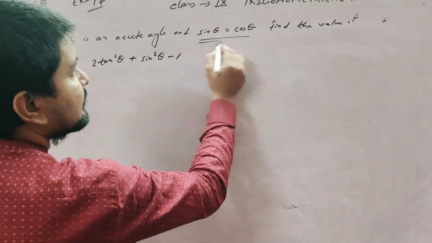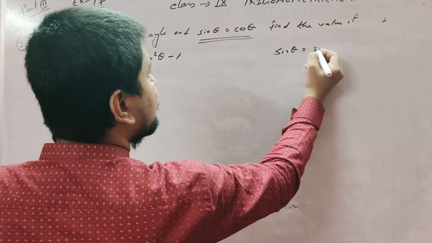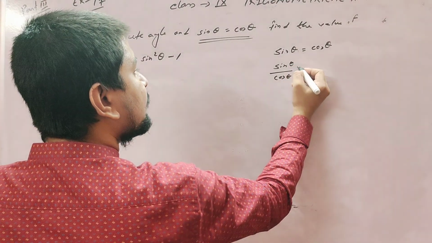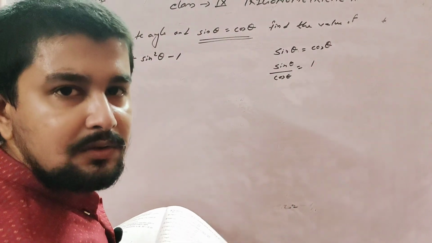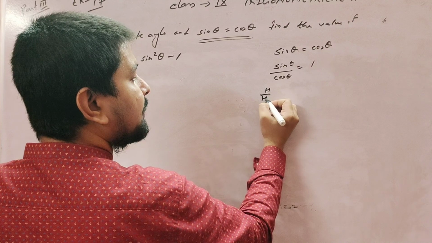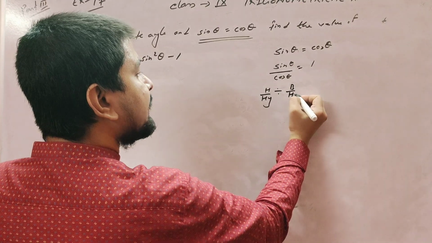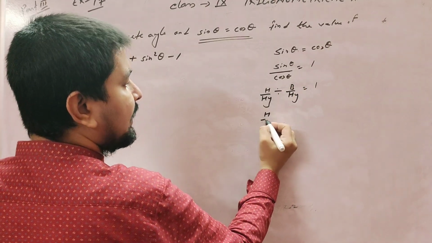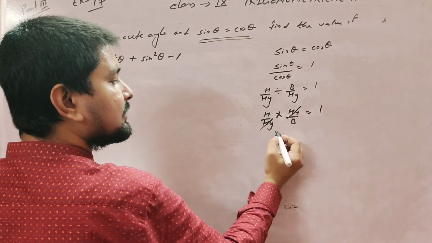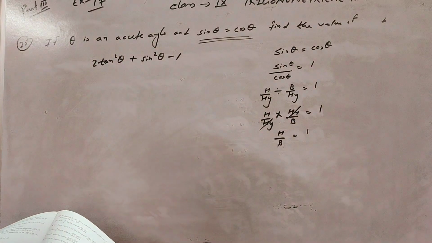First of all, see, no value is given here, only that sin theta equals cos theta is given. So we write sin theta by cos theta equals 1. Again this cos theta multiplied by 1 is cos theta. Okay, we know that sin theta is height by hypotenuse, this divided by cos theta which is base by hypotenuse, equals 1. So height by hypotenuse into hypotenuse by base equals 1. Hypotenuse cancels, that is height by base equals 1.